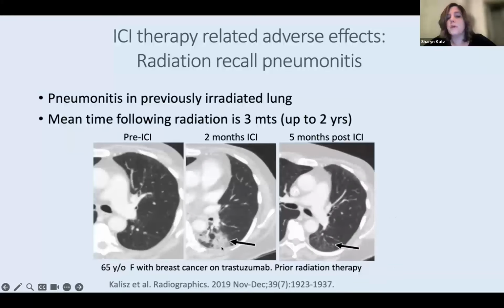This patient was treated for rib met. This is after being pulled off of therapy. Most of it's gone away. There's a little bit of scarring. This typically happens. The mean time for radiation recall pneumonitis is around 3 months, but it has been reported up to 2 years out.